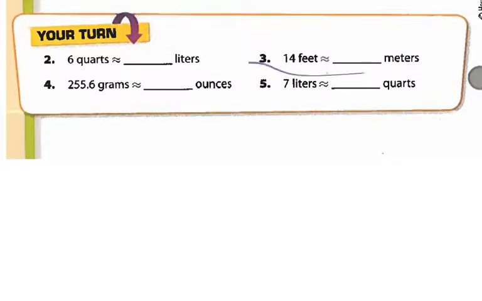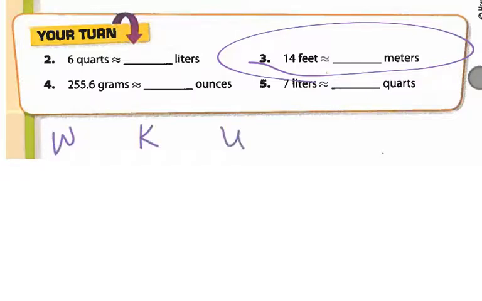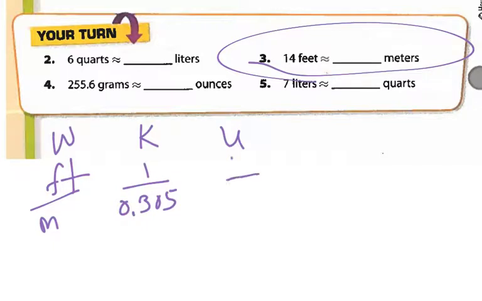So I'm going to look at number 3 here. So we want to know 14 feet is approximately equal to how many meters. So what am I converting here? I'm going from feet to meters. And if you look at that conversion chart, you will see that 1 foot is approximately 305 thousandths of a meter. And I have 14 of them. So how do I get from 1 to 14? I'm going to multiply by 14, of course.